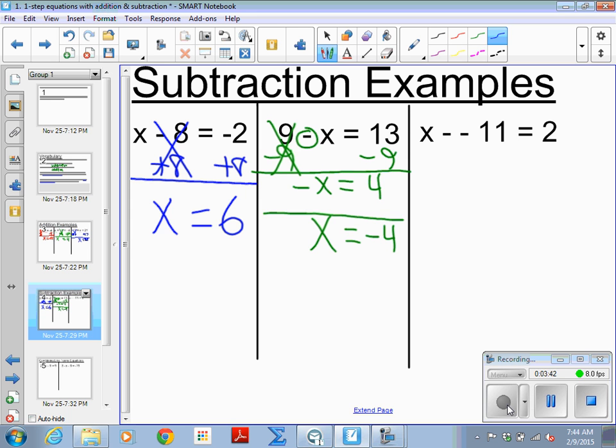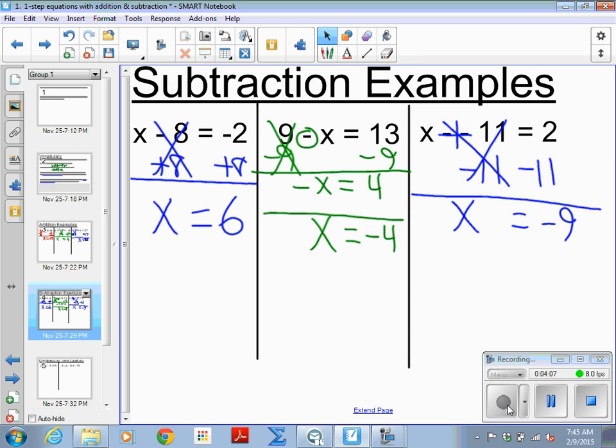Finally, x minus negative 11 equals 2. We talked about this a while ago. Double negative makes it plus. So now you have x plus 11 equals 2. The opposite of addition is subtraction. So we get rid of the 11 by subtracting it from both sides. 2 minus 11 equals negative 9.